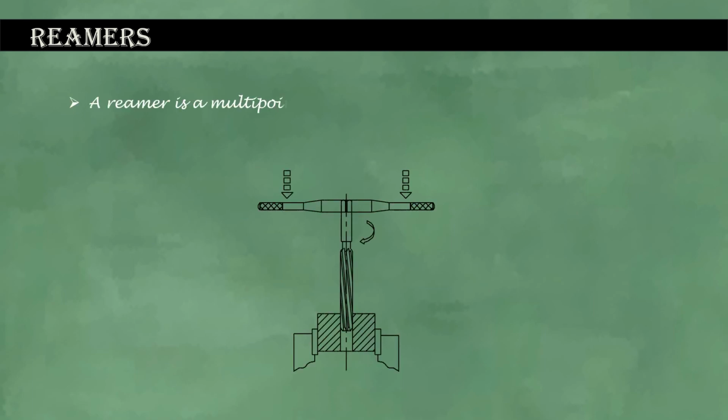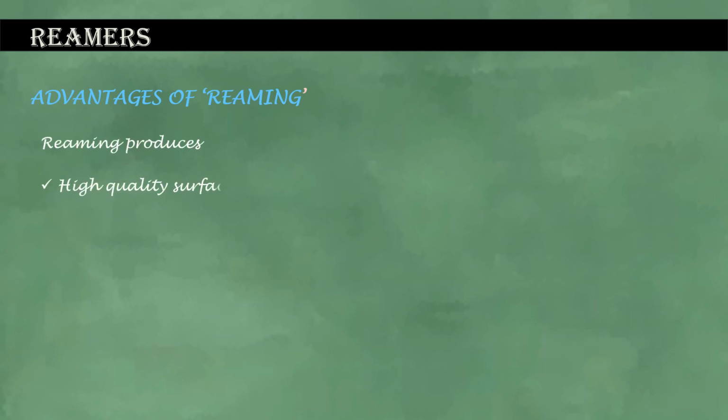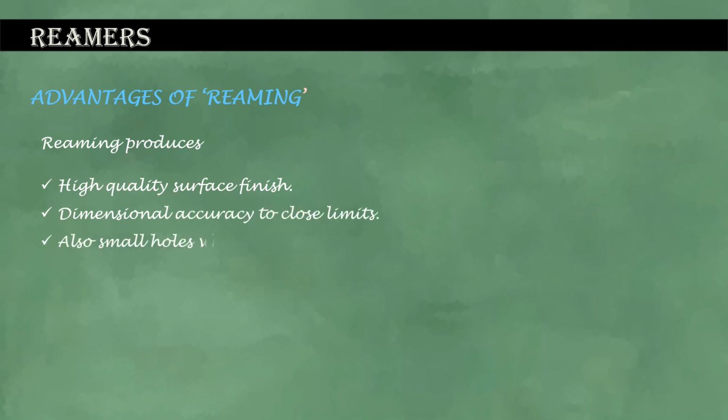Reamers. A reamer is a multipoint cutting tool, used for enlarging by finishing previously drilled holes to accurate sizes. Advantages of reaming. Reaming produces high-quality surface finish, dimensional accuracy to close limits. Also small holes which cannot be finished by other processes can be finished.